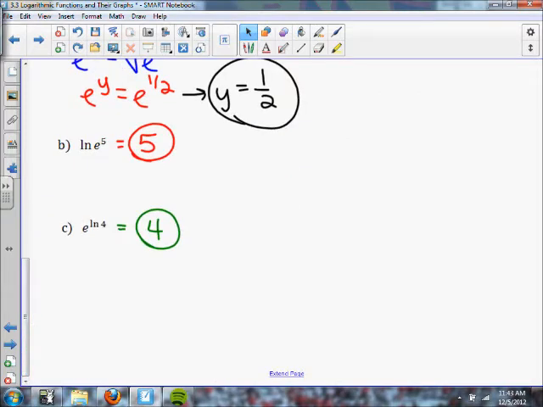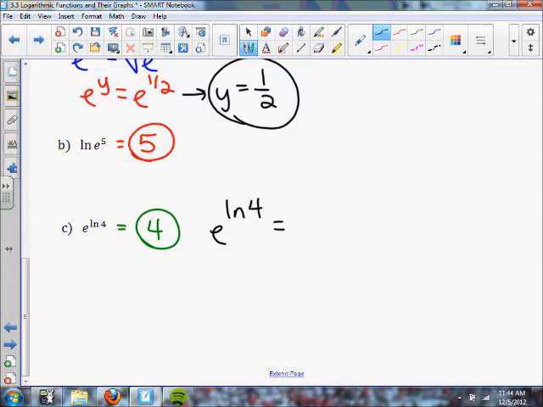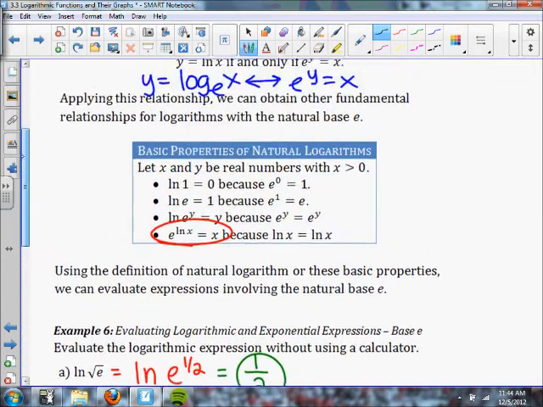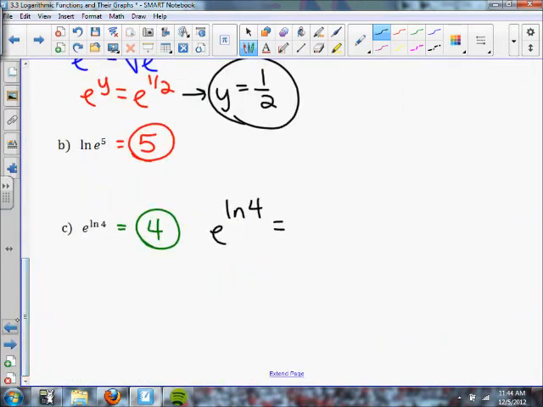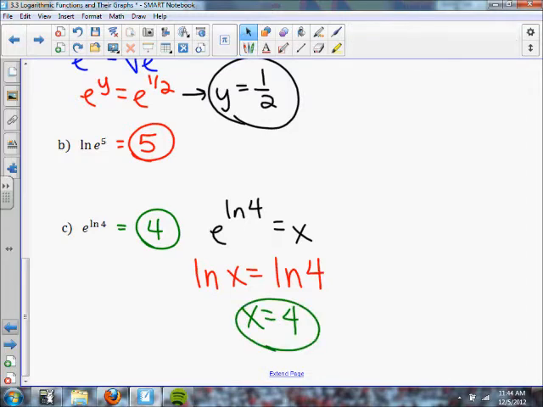All right. Now, if you really wanted to see it, e to the ln of 4, that's going to be equal to x. Switching this back, we'd have ln of x is equal to ln of 4. x and 4 in the same spot. That's why x does equal 4. Okay. This is kind of a more interesting property, a little more difficult to understand, but that's really what's happening.